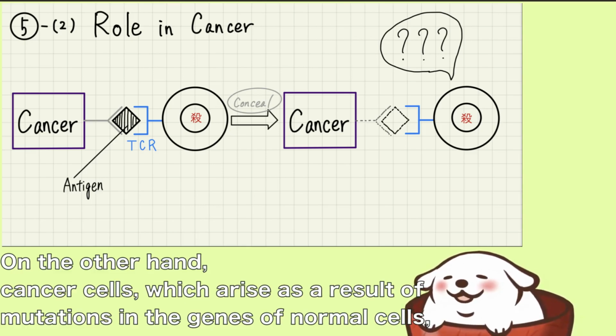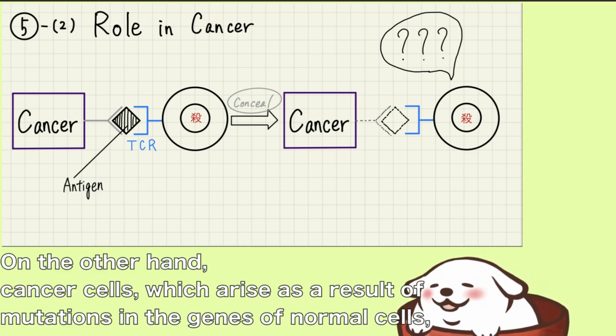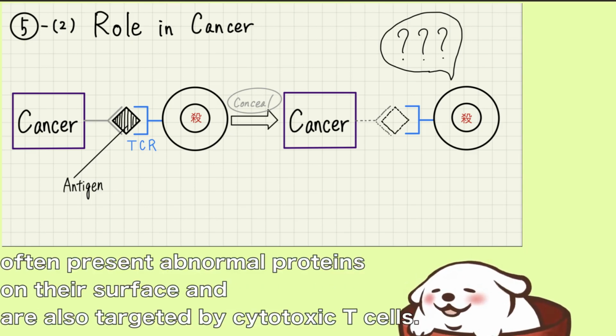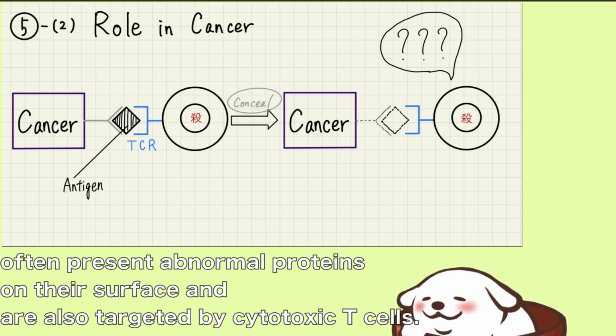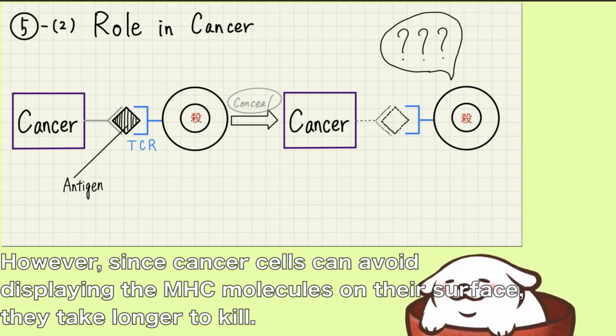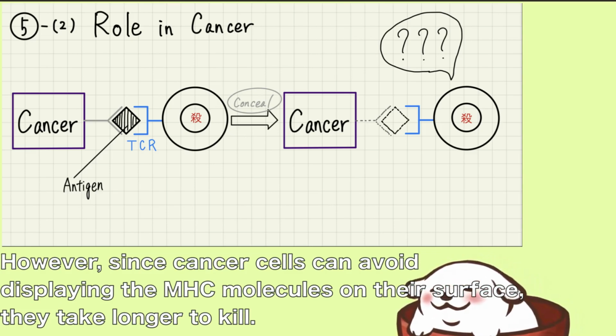On the other hand, cancer cells which arise as a result of a mutation in the genes of normal cells often present abnormal protein on their surface and are also targeted by cytotoxic T cells. However, since cancer cells can avoid displaying the MHC molecules on their surface, they take longer to kill.